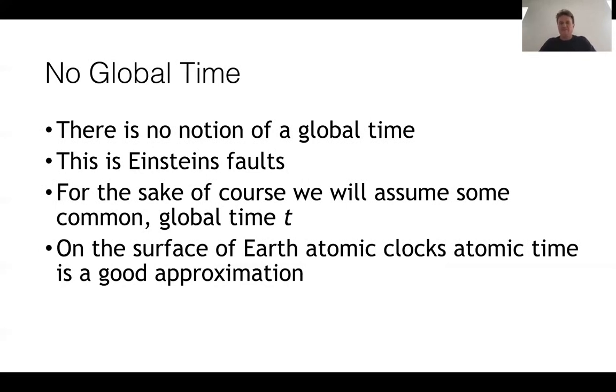And on the surface of the Earth, that is fine. We can use atomic clocks for that. If we put atomic clocks in different places on the surface of the Earth, they will stay very, very close to each other. So let's just pretend we have a global time t when we describe algorithms that use time.